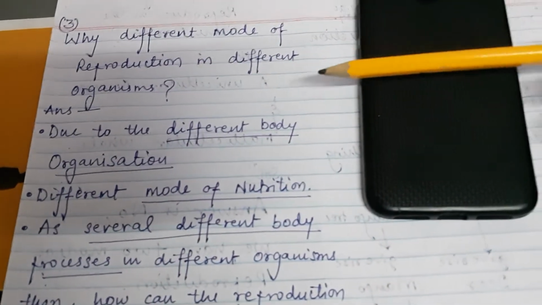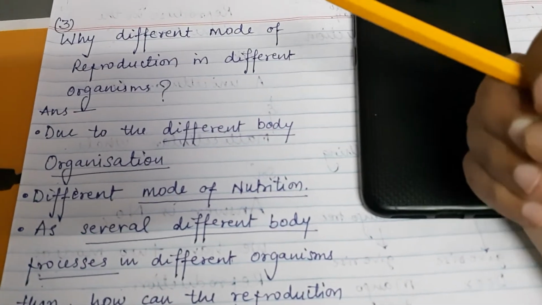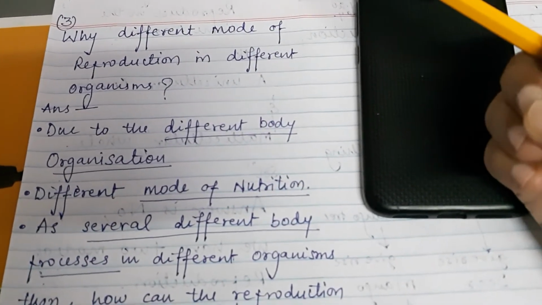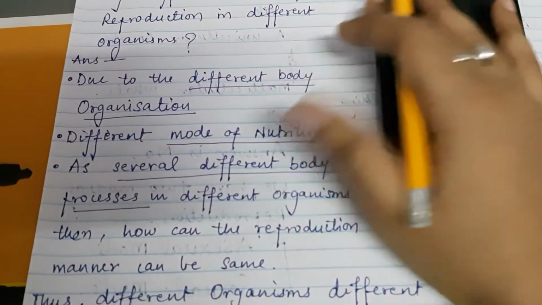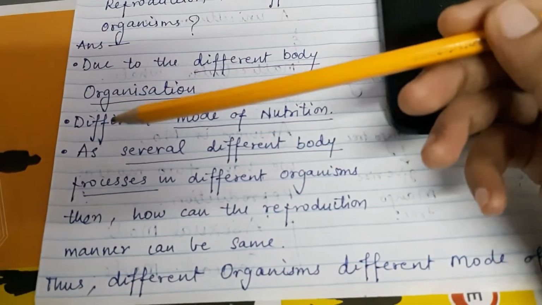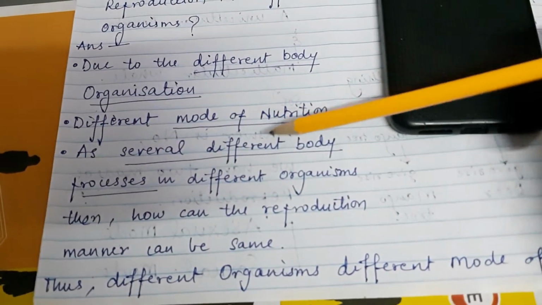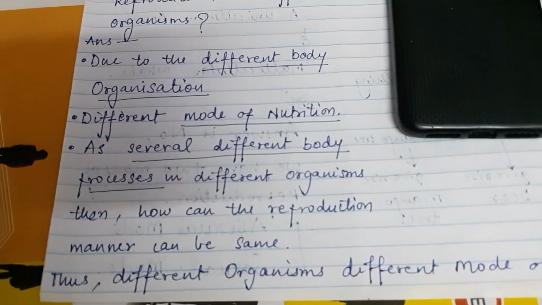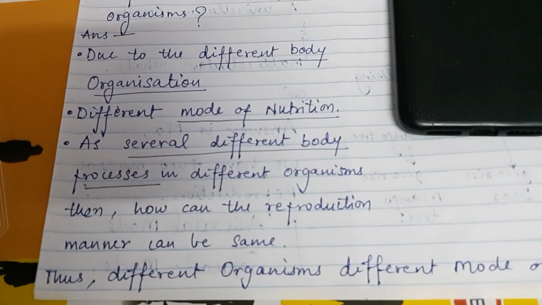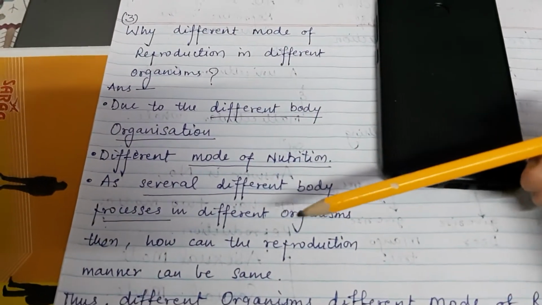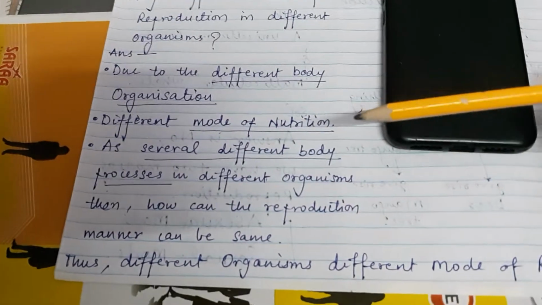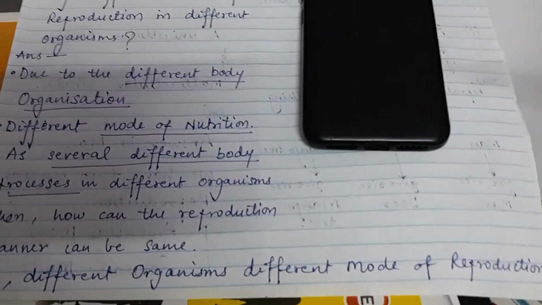While in humans, we take a bite, we chew. It is totally different. Another thing is that several different body processes are different in different organisms. So these are the reasons why reproduction is different in different organisms.